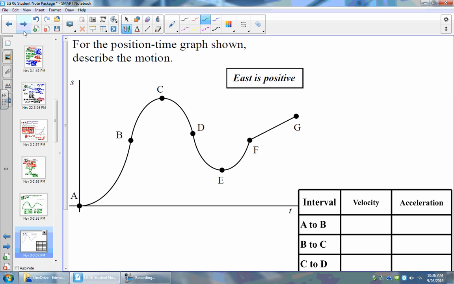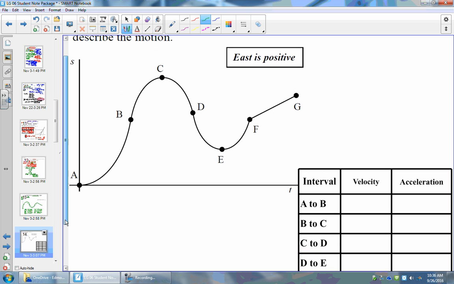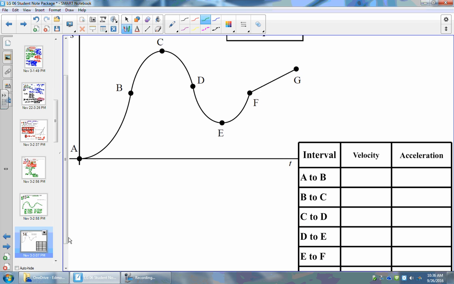For the position time graph shown, again, it's position time graph, describe the motion. Now you can see we've got a little table here. This is a very good place to pause, try it yourself, and then fast forward to see the answer. I would suggest you guys do that. So our velocity, remember, is our first derivative, and our acceleration is our second derivative. And remember, this one is talking slope, this one is talking concavity.